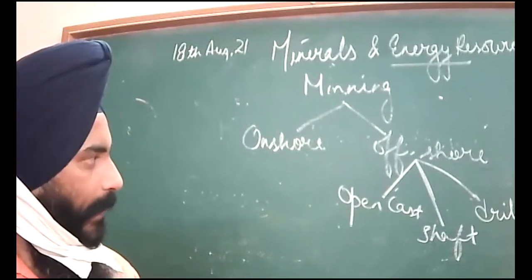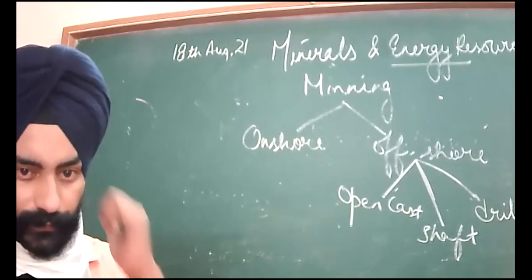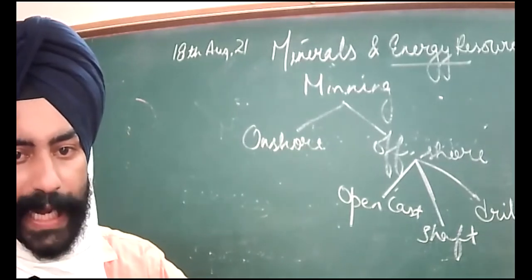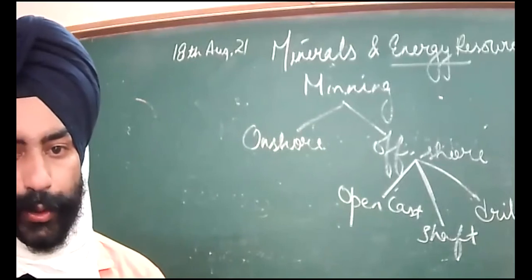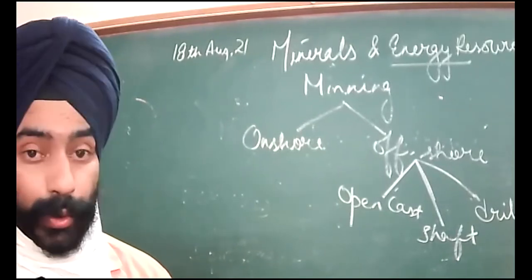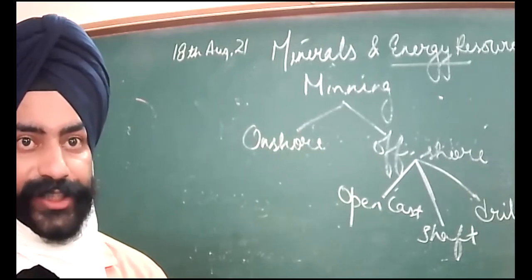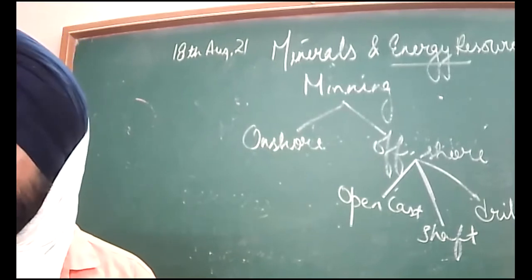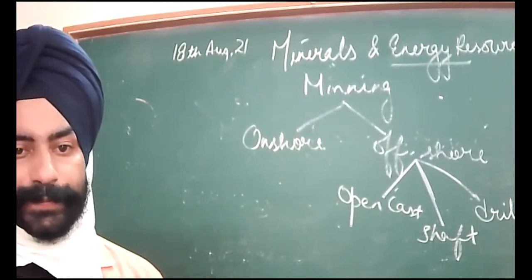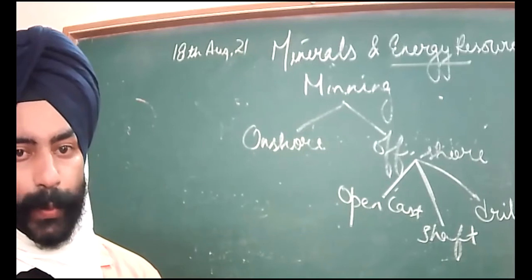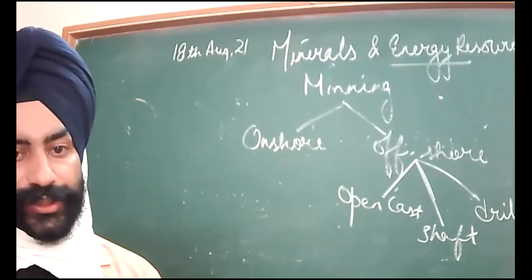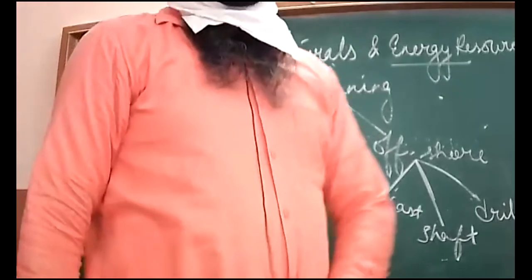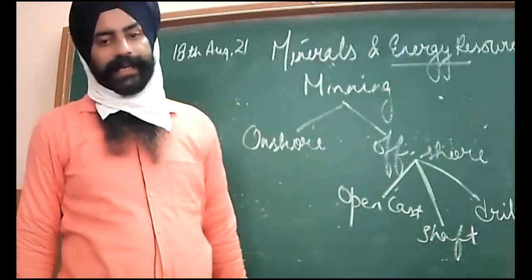Third, drilling. The third form of offshore mining is drilling. Drilling is the process used to extract liquid and gaseous materials. Liquid means petroleum and gaseous means natural gas. Drilling is the process through which we extract liquid or gaseous materials present beneath the layers of the earth crust.